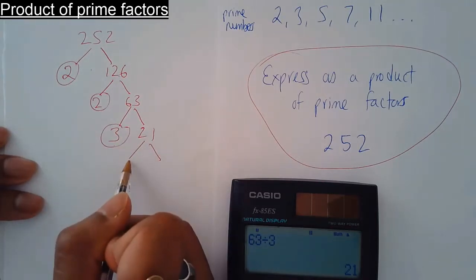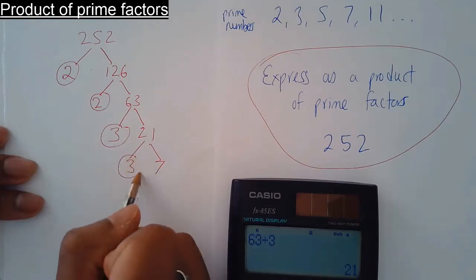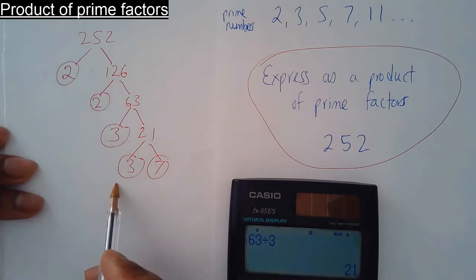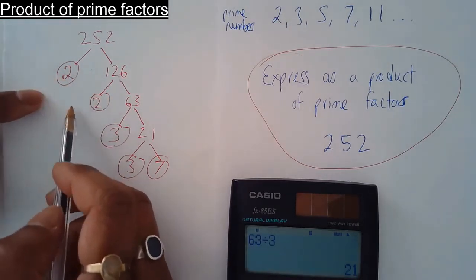We know, for example, 3 times 7 gives you 21. That's a prime number. That's a prime number. Now look, we can't carry on any further. Once you've circled a prime number, you cannot carry on.